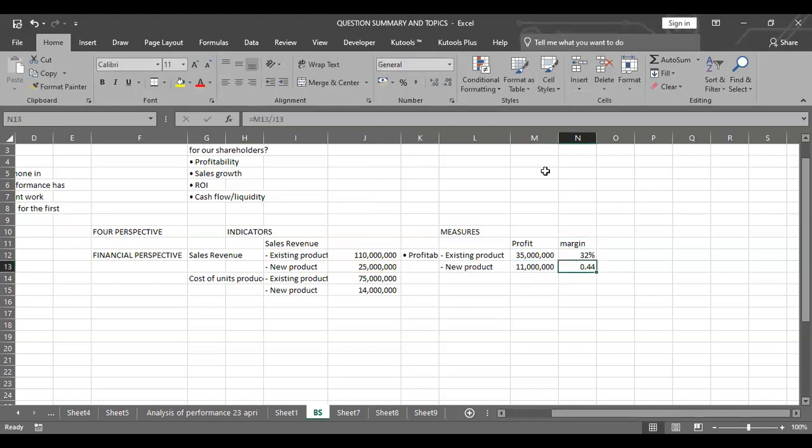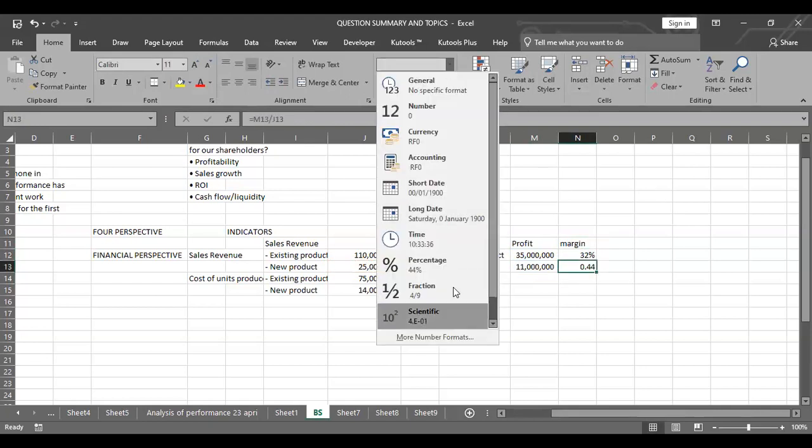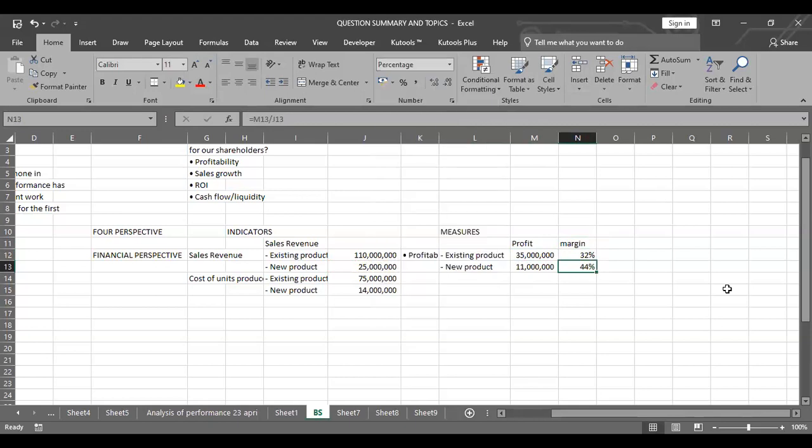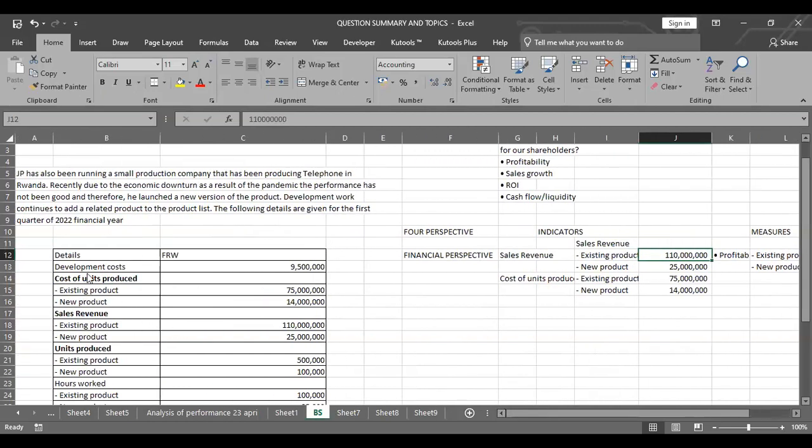Sorry, sir. Yes. Question, sir. How did you get these numbers? How did you get this profit? In the table, this is the table. We have cost of units produced, and we have sales. This can give you profit, is it? Because what is profit? Profit is the difference between cost and the sales.